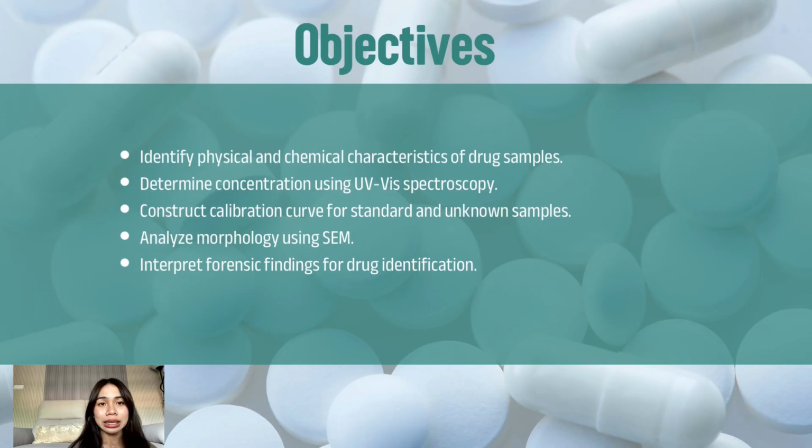As for objectives, first, to identify physical and chemical characteristics of drug samples. Second, to determine the concentration using UV-Vis spectroscopy. Third, to construct a calibration curve for standard and unknown samples. Fourth, to analyze morphology using SEM. Fifth, to interpret forensic findings for drug identification.